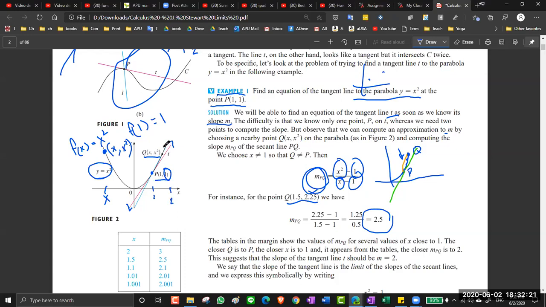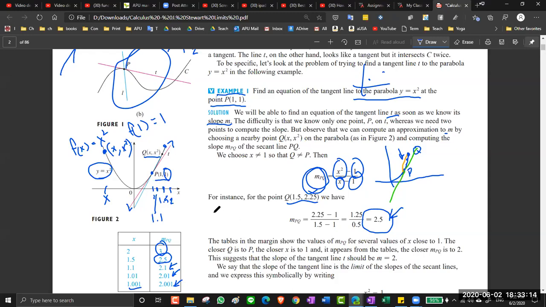If we use x equals 2 as our first one, up here, we get a slope of 3 with this formula. Then when we use x equals 1.5, like here, we get 2.5. Then we get a little bit closer to P, and they say use 1.1. So that's here, and we put that into the formula and get this number. Then even closer to P, we get this number, and very close to P, we get this number. Does everyone follow what we're doing here? Yes.